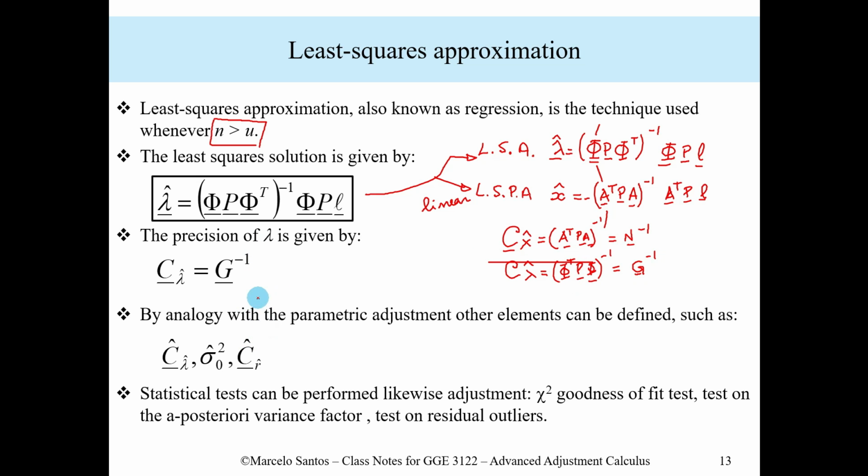By analogy with the parametric adjustment, other elements can be defined. We can compute, of course, the residuals, the covariance matrix of the residuals, etc. We can compute the a-posteriori variance factor. If necessary, we can rescale the estimated covariance matrices. The statistical tests can be performed the same way as in the adjustment: the chi-square goodness of fit test, the test on the a-posteriori variance factor, and the test on residual outliers.